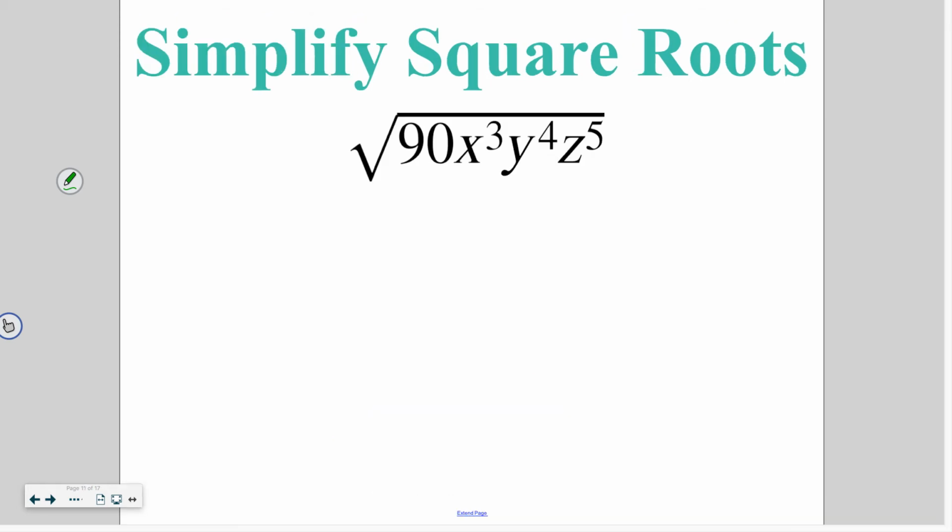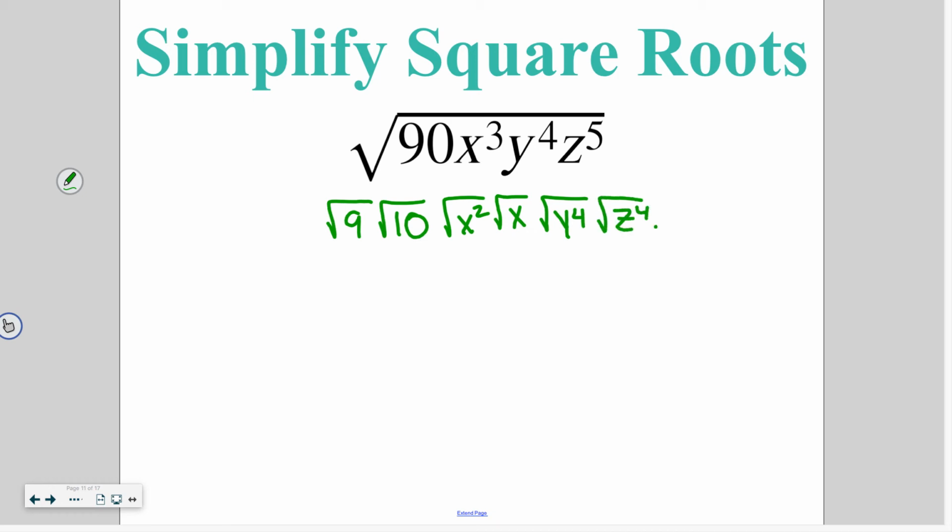Sometimes we have more complex values that involve numbers and variables. When you do this, take it piece by piece. So first I'm going to look at 90. 90 can split into 9 and 10. Then I've got an odd variable, so I can split that into an even and plain x. Then I have an even, that's going to stay put, and another odd, so I can split it into z to the 4th and z. Now I'm going to solve all of the pieces that I possibly can.